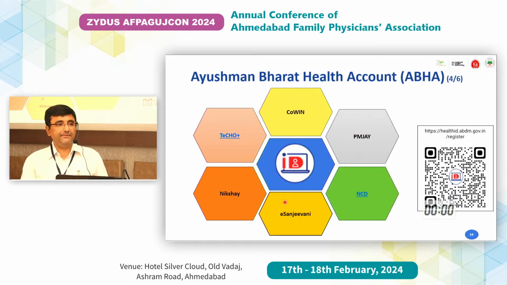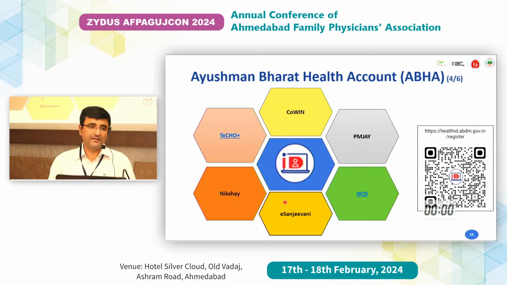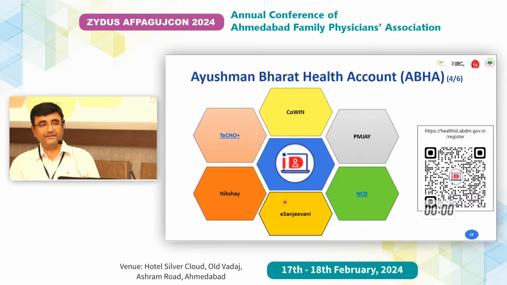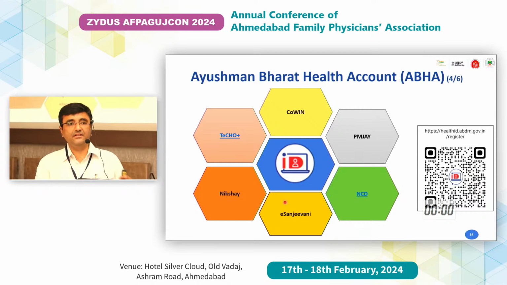So these are the applications through which we can generate ABHA. There are multiple other applications as well, but these are the dominant ones used in Gujarat. PMJY, Pradhan Mantri Jan Arogya Yojana, Ayushman Card, the COVID application, TECO application for RCH, then non-communicable diseases, e-Sanjeevani telemedicine platform, Nikshay application for TB elimination program, Paytm as, for example, a private application. So there are multiple agencies through which ABHA may be generated.